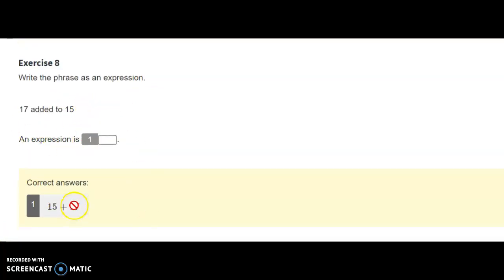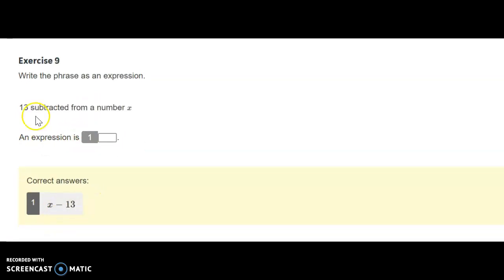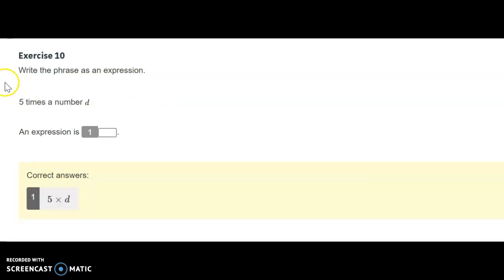17 added to 15, well, we're going to put our 15 first because that's going to be the number that's getting added to, and we're going to do plus 17. 13 subtracted from a number x, again, x is going to go first, minus 13. 5 times d. Ta-da! And you're finished with lesson 2.